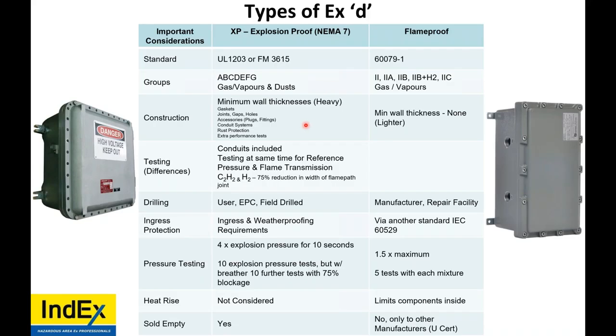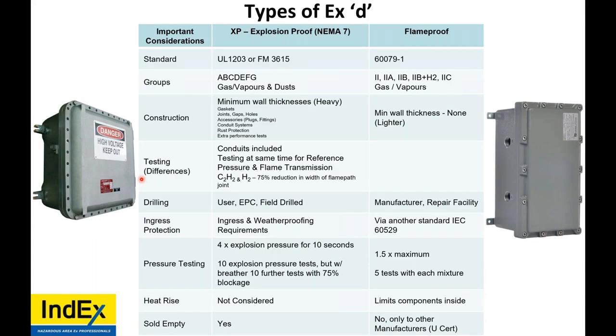Now, the construction of them is very different. There's minimum wall thicknesses for explosion proof. There are none for flameproof. Explosion proof really is a bomb-proof safe. It is significantly heavier. Also, there are different construction considerations for the gaskets, the joints, the gaps, the holes, the accessories, the plugs, the fittings, conduit systems, rust protection, and extra performance tests. The testing is more onerous and different for explosion proof.